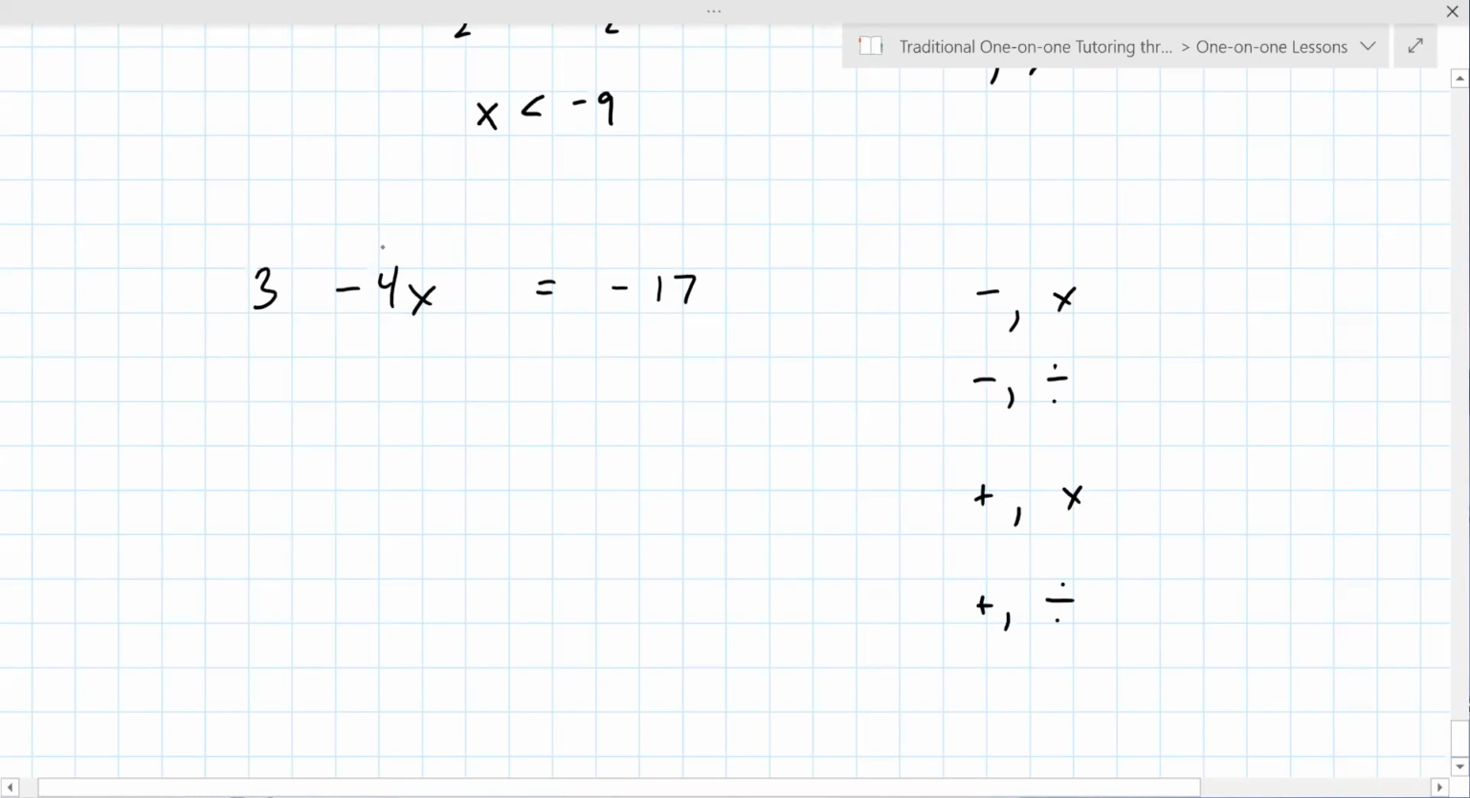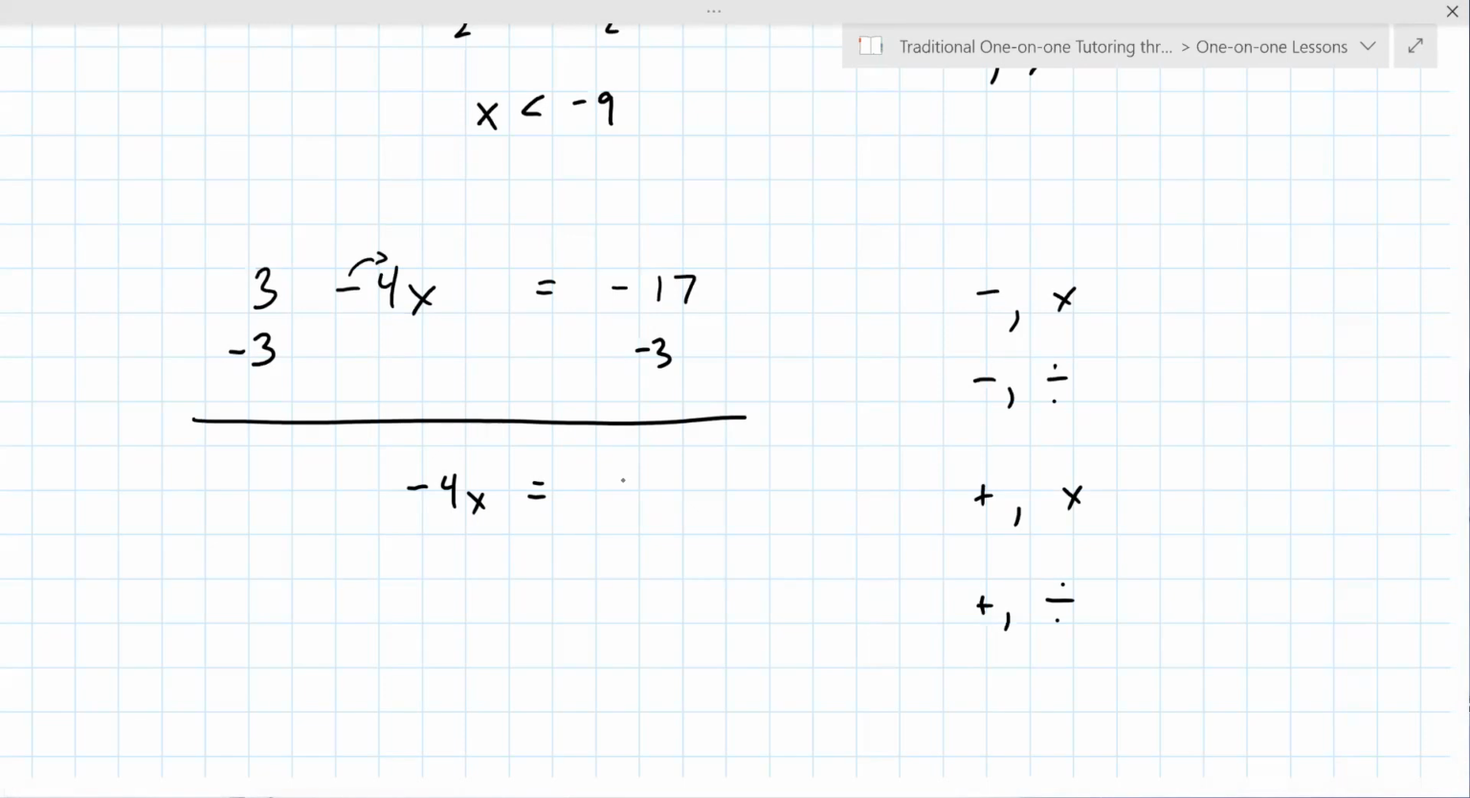It has nothing to do with this. This minus goes with that. So how do you undo positive 3? Subtract 3 from both sides. So this is minus 4x equals what number goes down here? Negative 20.